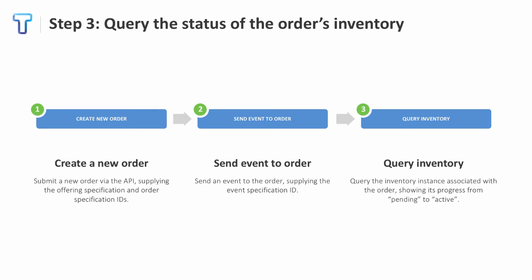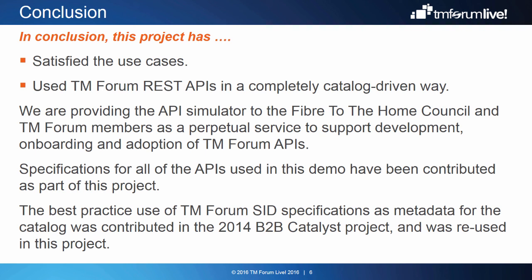This demo has now shown you how to use the Telflow API to create a new order, to send an event to the order, and to query the order's inventory. You can also use the Telflow API to perform a range of other functions, including submitting change and terminate requests. In conclusion, this project has satisfied the use cases and used TM Forum REST APIs in a completely catalog-driven way.